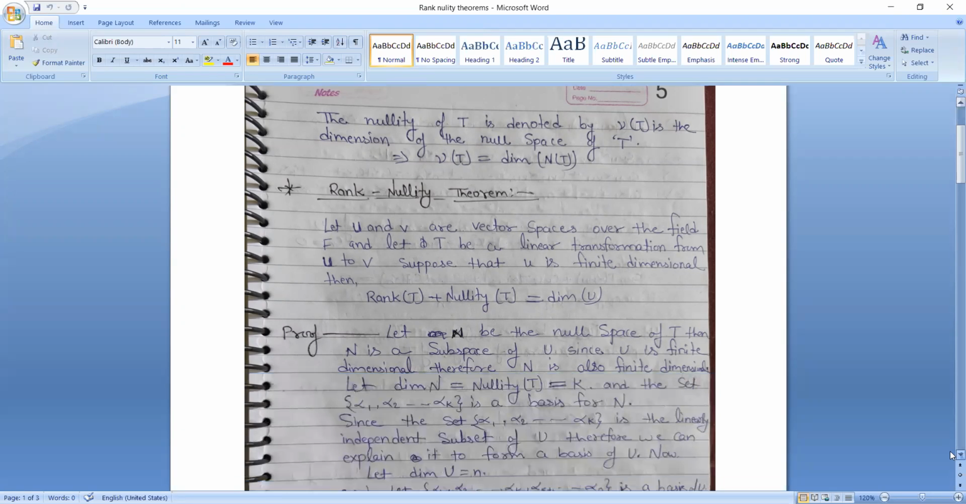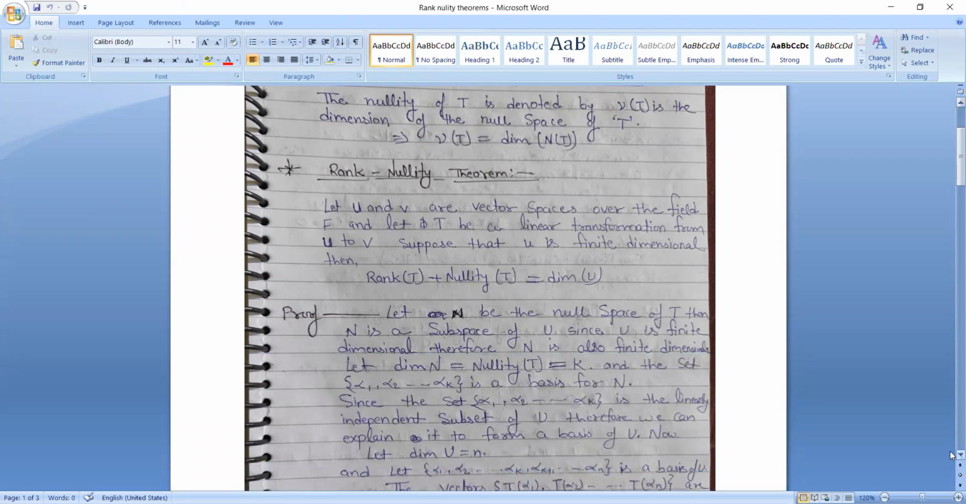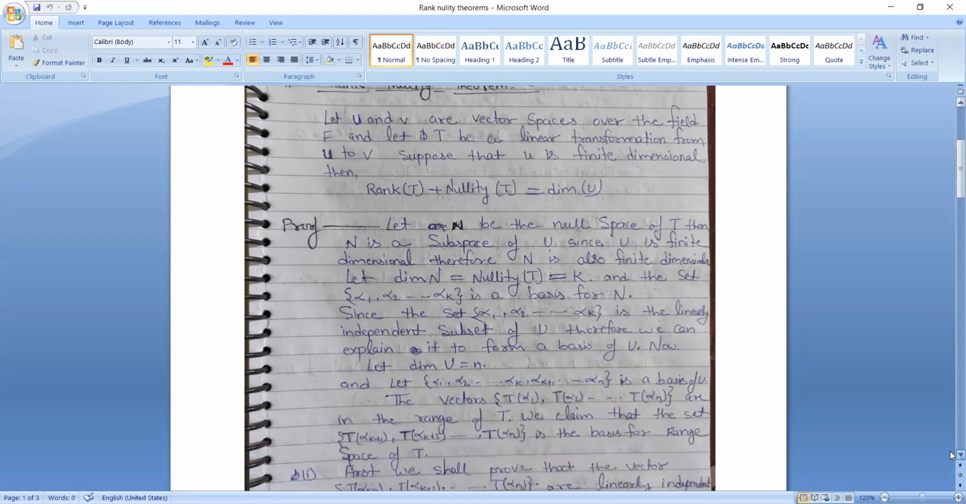Let U and V be vector spaces over the field F and let T be a linear transformation from U to V. Suppose that U is finite dimensional, then rank of T plus nullity of T is equal to dimension of U. Let N be the null space of T, then N is a subspace of U. Since U is a finite dimensional vector space, therefore N is also finite dimensional.